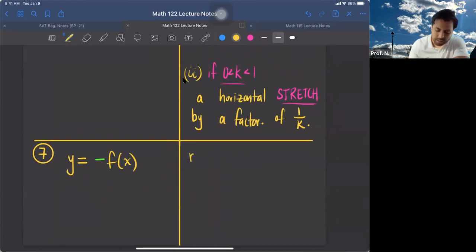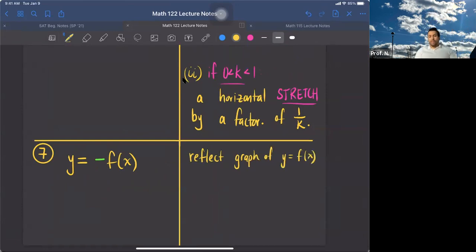So we reflect the graph of y equals f of x. We reflect it across what axis? Does anybody know? We reflect across the x-axis. Across the x-axis.